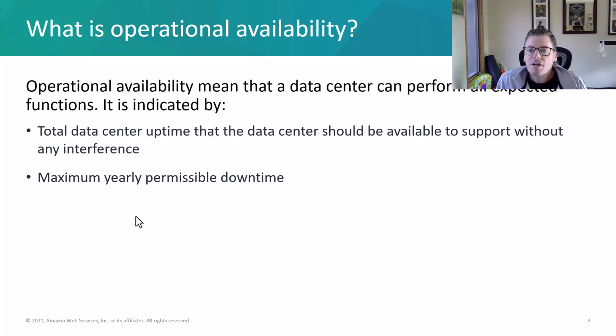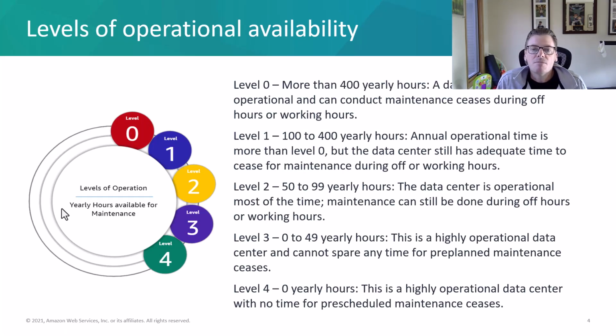All right, so operational availability means that the data center can do everything that it's expected to do. The key indicators that we look for are total data center uptime and our maximum yearly permissible downtime. So how much annual downtime falls within our agreement parameters, essentially. We can have different levels of operational availability, and level 0 is going to be that we have more than 400 yearly hours.